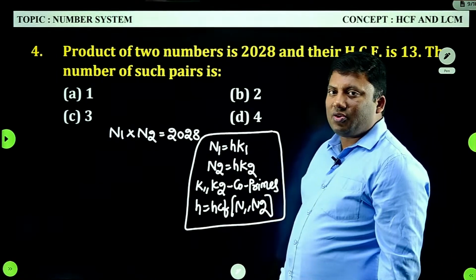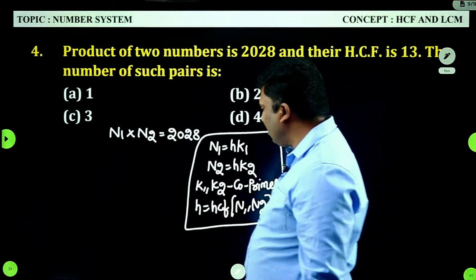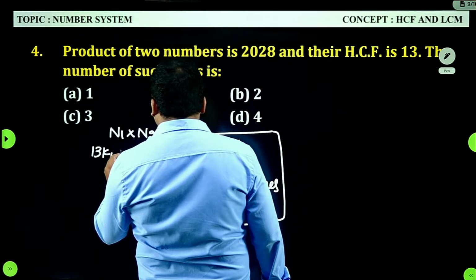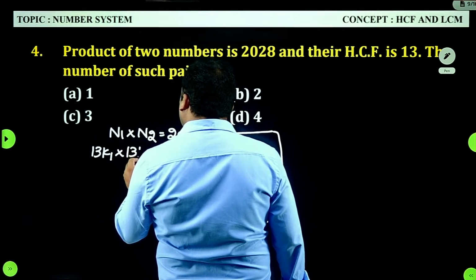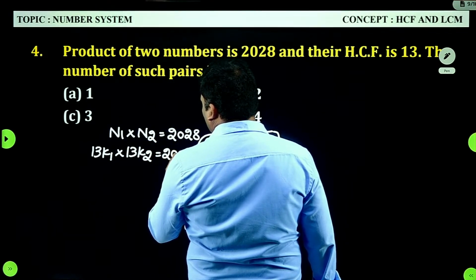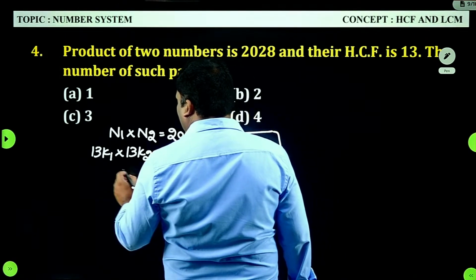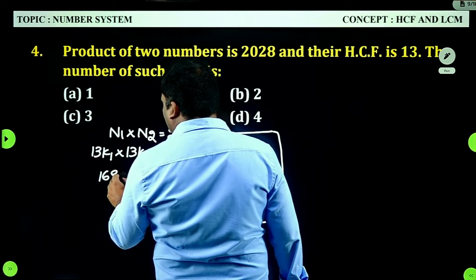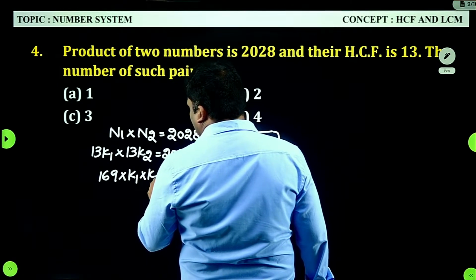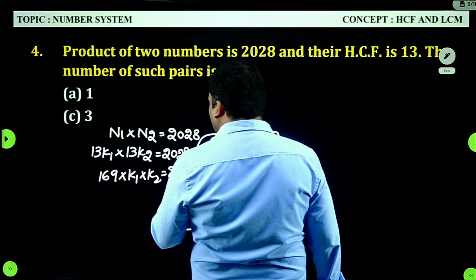What is given in the question? The HCF is given. So n1 is 13K1 and n2 is 13K2. Their product is equivalent to 2028, that is 169 into K1 into K2 equals 2028.